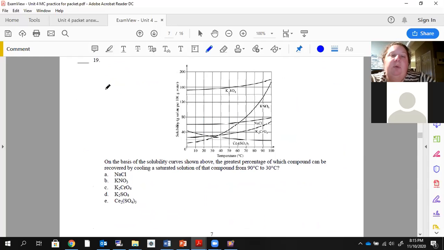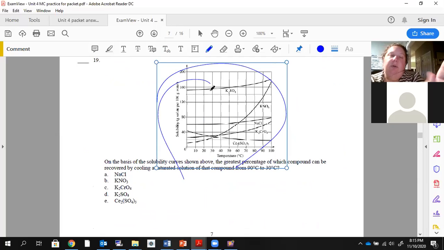All right. I wouldn't worry so much about 19. This slipped past me. These graphs aren't on the AP exam anymore, nor is really talking about saturated solutions. So don't worry about this guy.